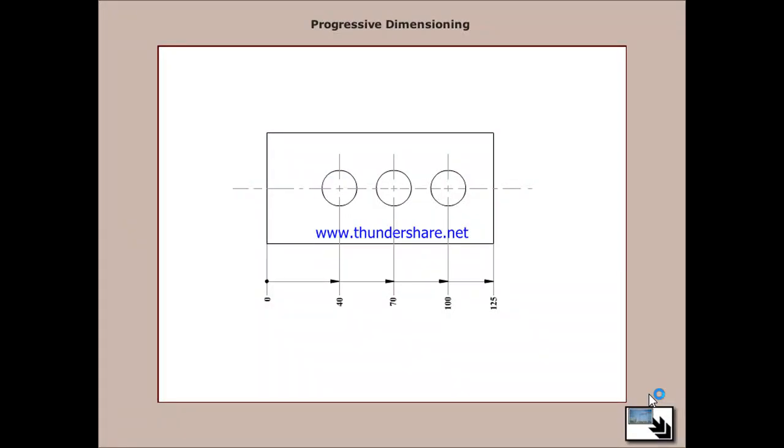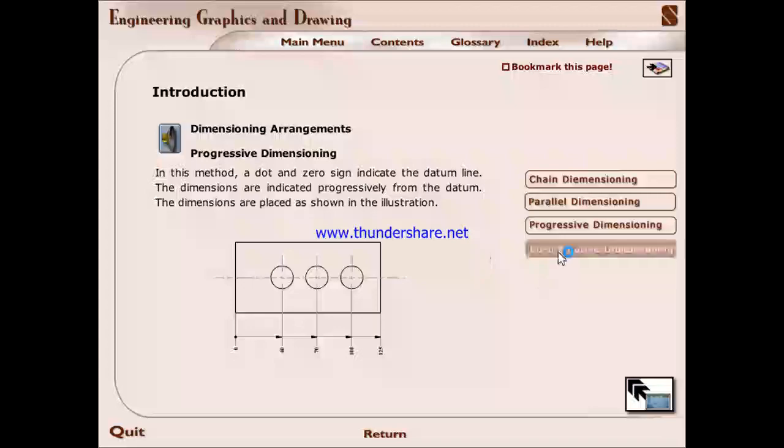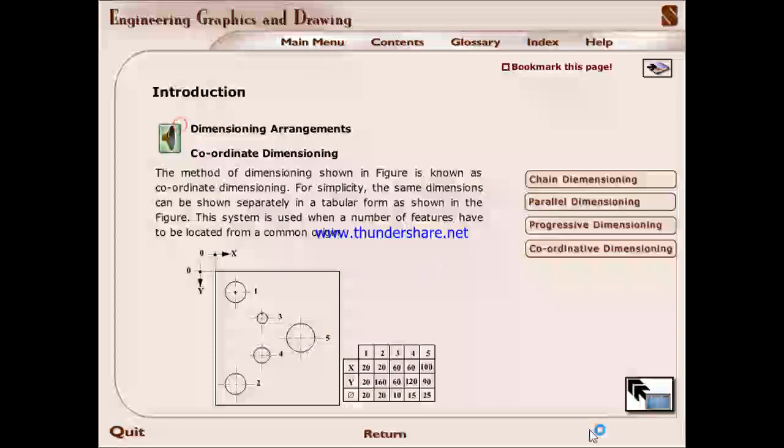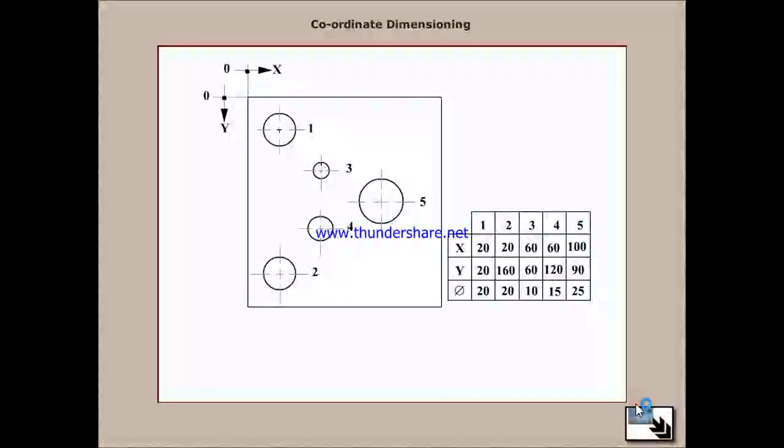The dimensions are indicated progressively from the datum. The dimensions are placed as shown in the illustration. Coordinate dimensioning. The method of dimensioning shown in figure is known as coordinate dimensioning. For simplicity, the same dimension can be shown separately in a tabular form as shown in figure. This system is used when a number of pieces have to be located from a common origin.